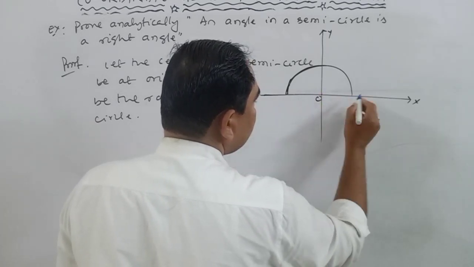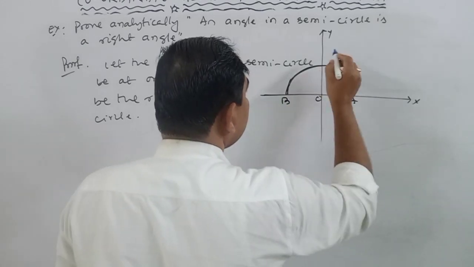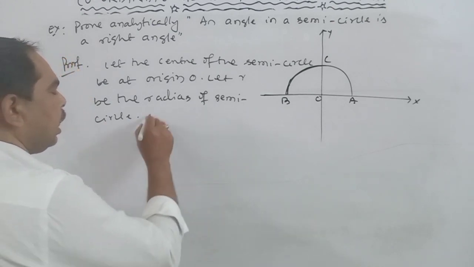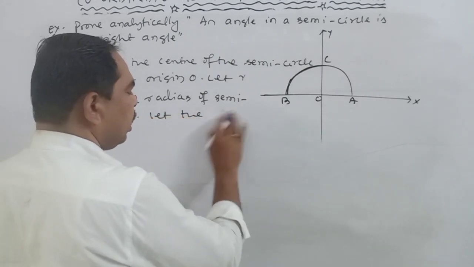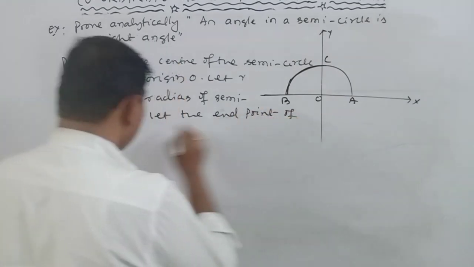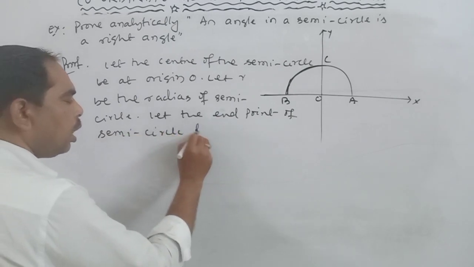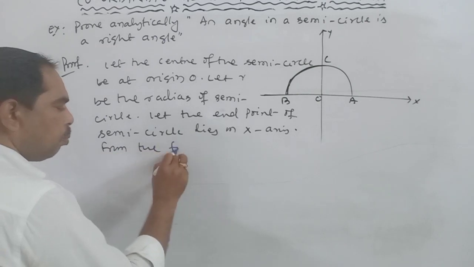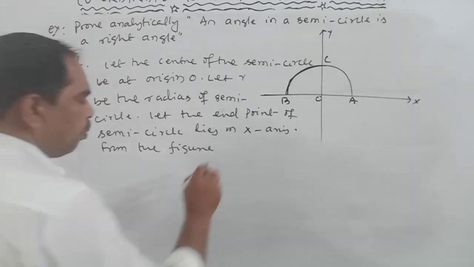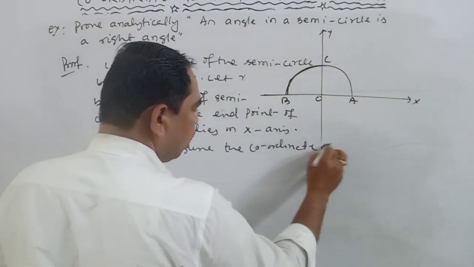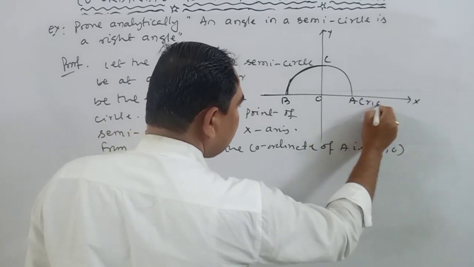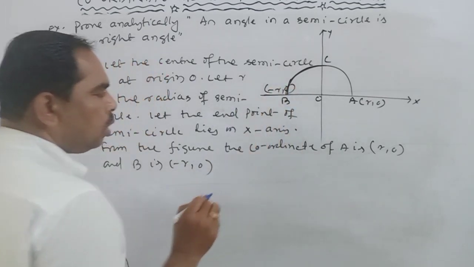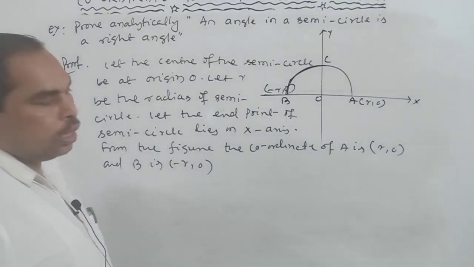This is the origin. This is A. This is B. This is C. Let the end points of the semicircle lie on the x axis. So from the figure, the coordinate of A is (r, 0) and B is (minus r, 0), because B lies on the left of the y axis and A lies on the right.